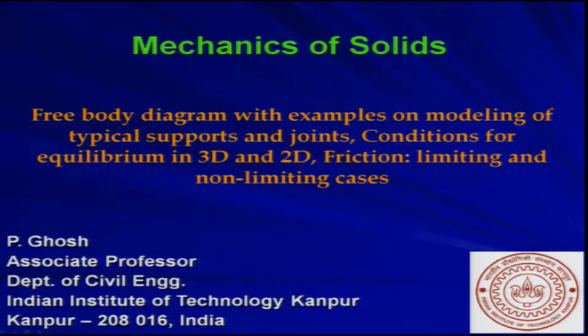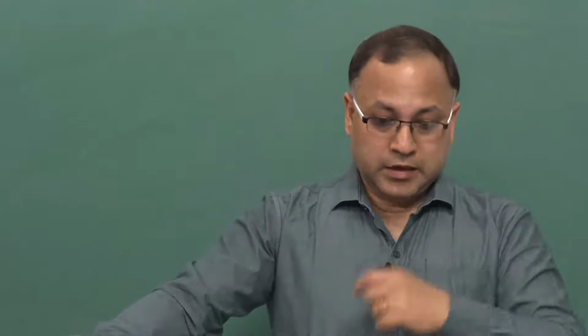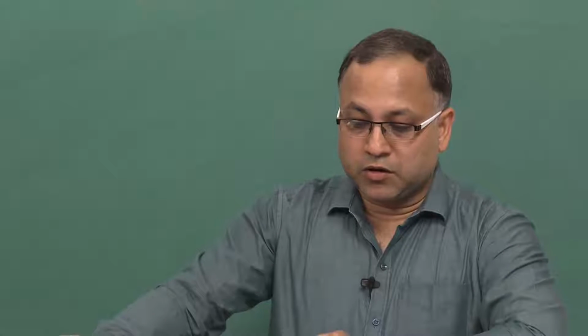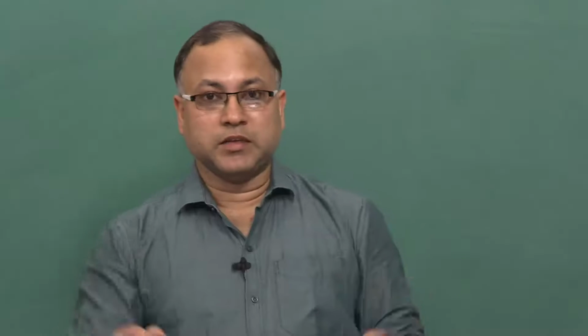As we have seen in the last lecture, we are talking about the equation of equilibrium and free body diagram. We are discussing free body diagrams with examples on modeling of typical supports and joints, conditions for equilibrium in 3D and 2D, friction, limiting and non-limiting cases. These are the things we are covering in this particular chapter.